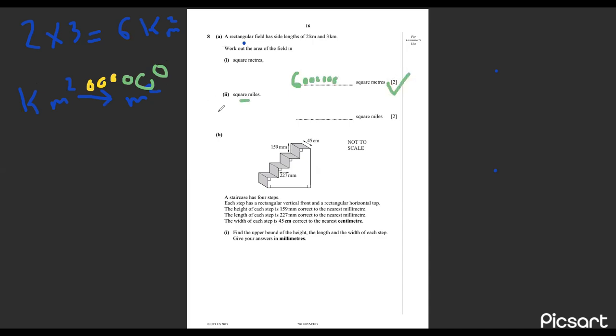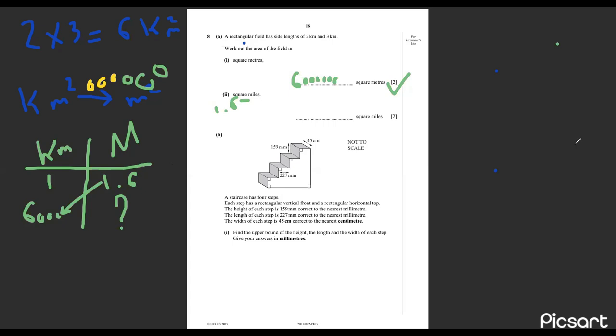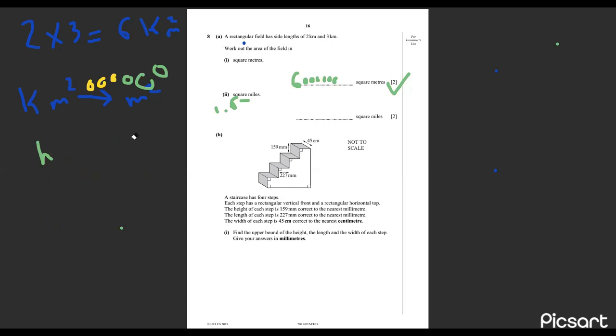Okay, square mile. Remember the mile is 1.6 kilometers. So 1 kilometer equals 1.6 mile, and here we have 6 kilometers, and how many miles? We just make a cross multiplication and we get the answer. But here it is a square mile, not a mile, so it's different. Here he wanted the square mile.